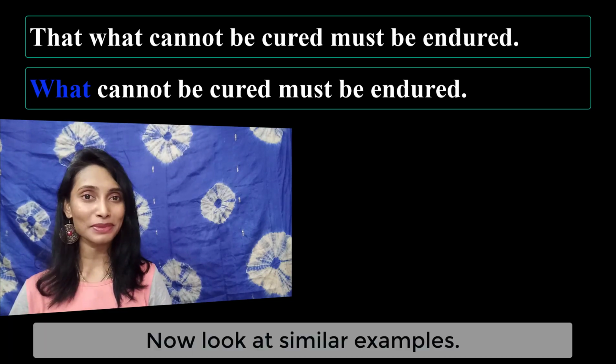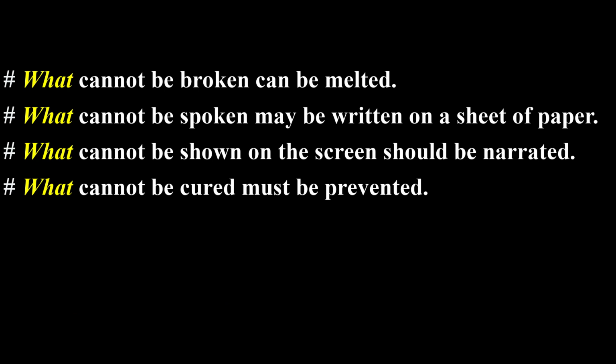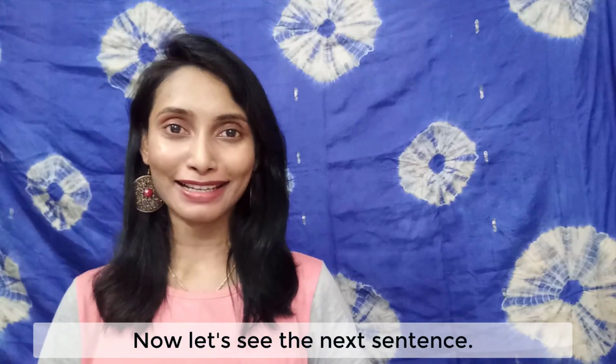Now look at similar examples. What cannot be broken can be mended. What cannot be spoken may be written on a sheet of paper. What cannot be shown on the screen should be narrated. What cannot be cured must be prevented. Now let's see the next sentence.